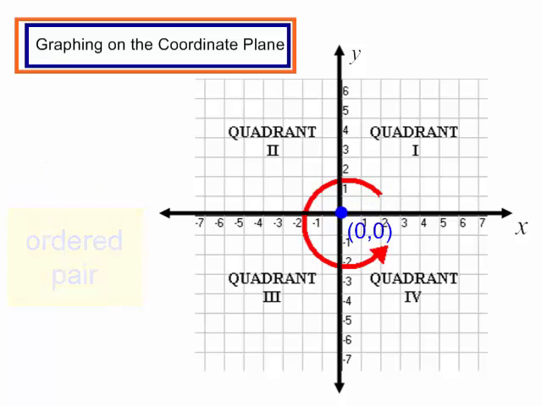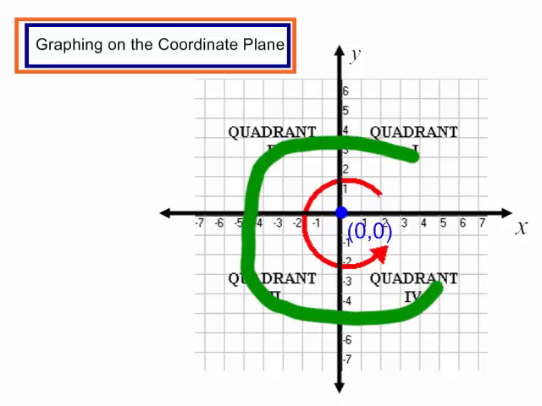Our coordinate plane is divided into 4 quadrants. Quadrant 1 begins in the upper right corner. And we go counterclockwise and name the other quadrants. So we have quadrant 1, quadrant 2, quadrant 3, and quadrant 4.